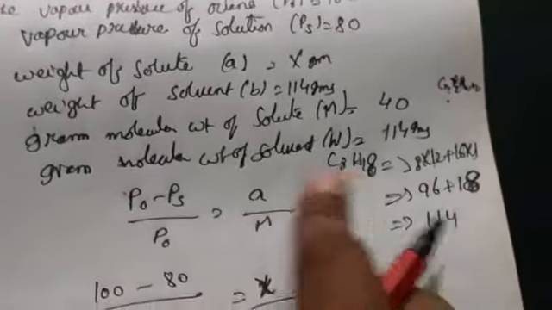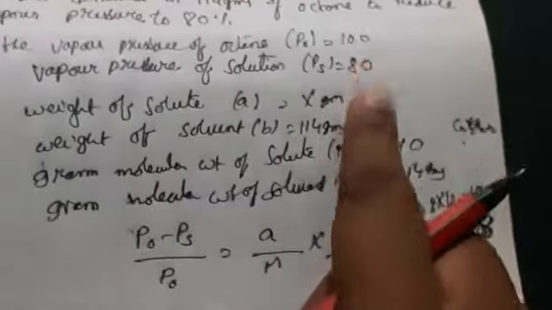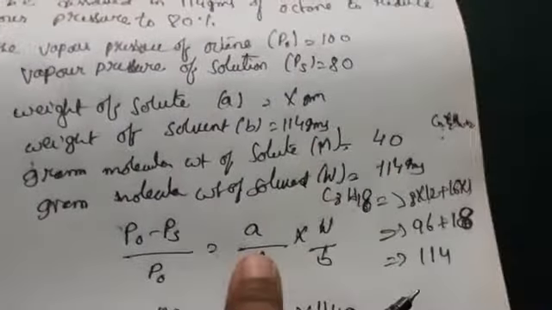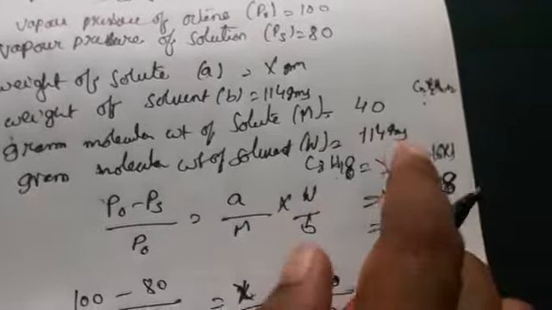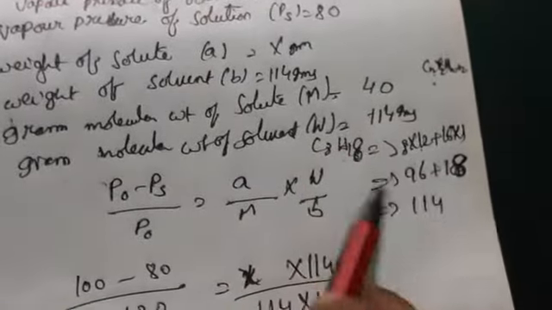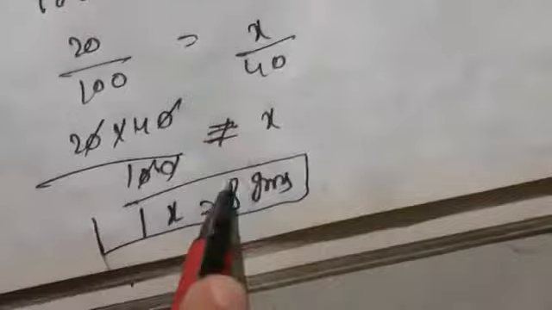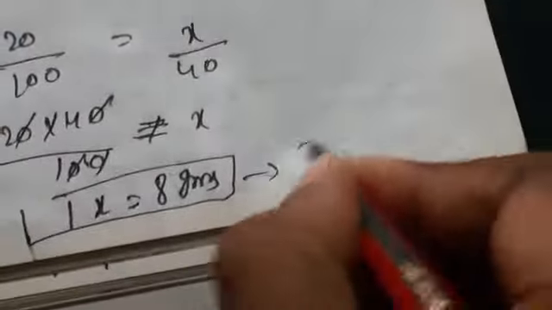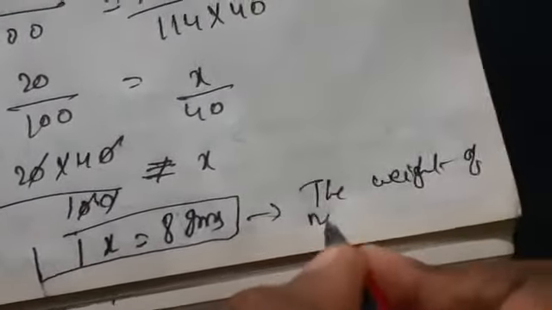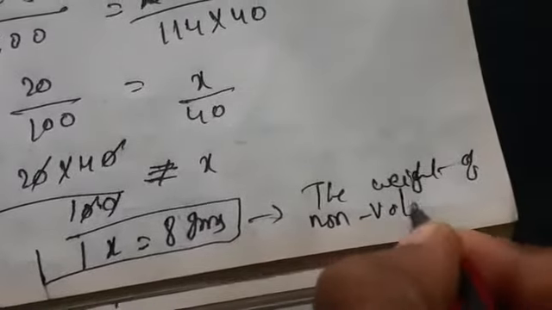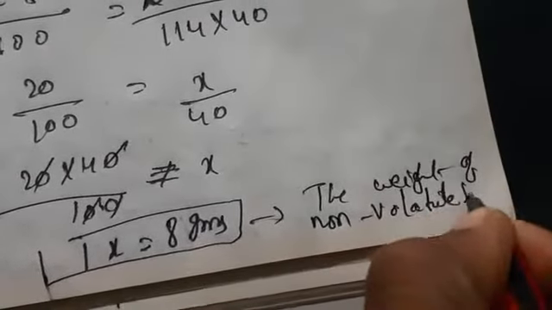So according to Raoult's law, you will write the formula: P naught you have got 100, PS is equal to 80, solvent B will be 114, M will be 40, W will be 114. By calculating all these, how much have you got? 8 grams. So the weight of the non-volatile solute is 8 grams. Okay. So now coming to the next one.